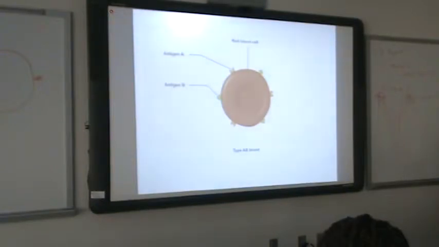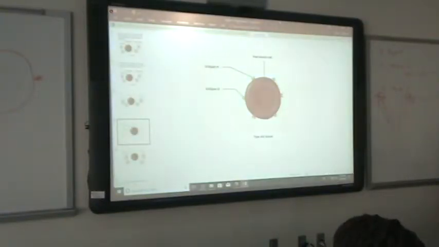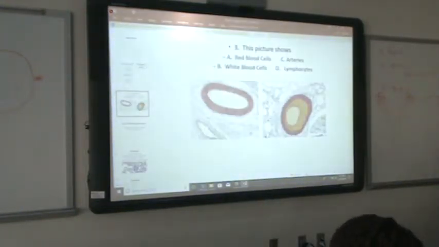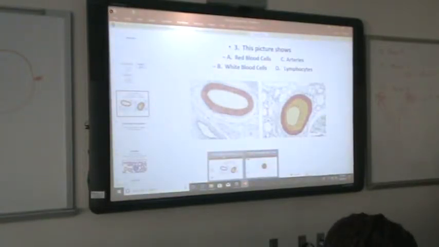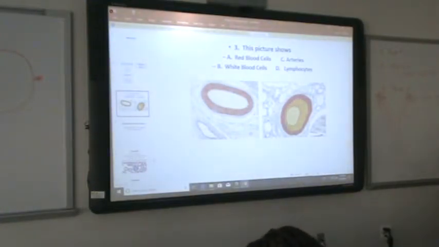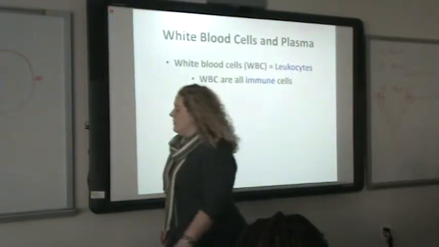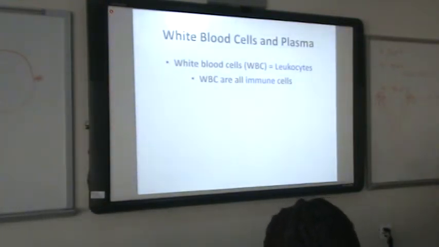Okay, so the rest of this slide set, you need to bring whatever you take notes on to lab with you. That's where we're going to do this other stuff, in lab, when we're actually doing blood typing. So jump onto the second set of blood slides or PowerPoints, about the parts of blood that are not red blood cells, white blood cells, and plasma.